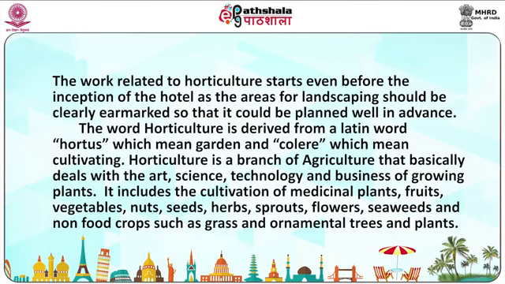The word horticulture is derived from the Latin words hortus, which means garden, and colere, which means cultivating. So, horticulture is a branch of agriculture that basically deals with the art, science, technology, and business of growing plants. It includes the cultivation of medicinal plants, fruits, vegetables, nuts, seeds, herbs, sprouts, flowers, seaweeds, and non-food crops such as grass and ornamental trees and plants.